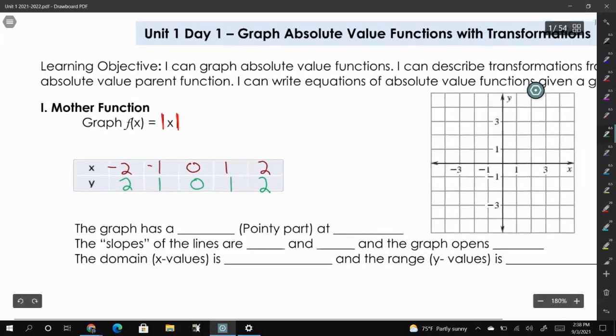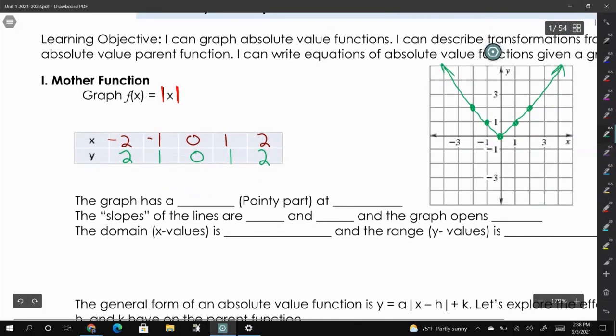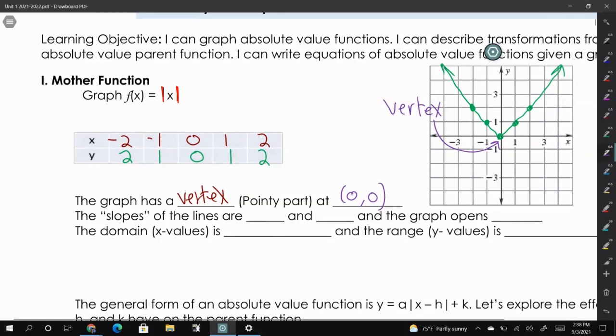We can plot those points now. -2, 2, -1, 1, 0, 0, 1, 1, and 2, 2. The absolute value function will look like a V. And the graph has something called a vertex, and that's the pointy part. The pointy part in here is right there, so that's the vertex. The coordinates of the vertex in this mother function is 0, 0.